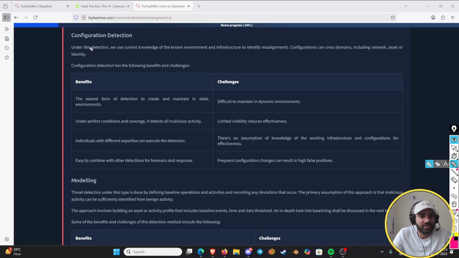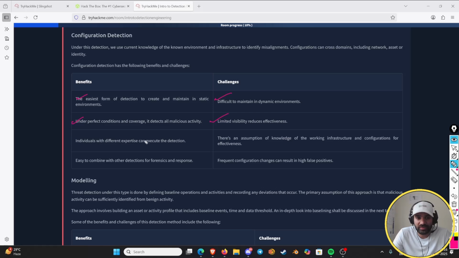Now, configuration detection. Under this detection, we use current knowledge of the known environment and infrastructure to identify misalignments. Configuration can cross domains, including network, assets, and identity. Configuration detection has the following benefits and challenges. Benefits: the easiest form of detection to create or maintain in a static environment. The challenge is it is difficult to maintain in a dynamic environment. Under perfect conditions and coverage, it detects all malicious activity. That is a benefit, but limited visibility reduces effectiveness.